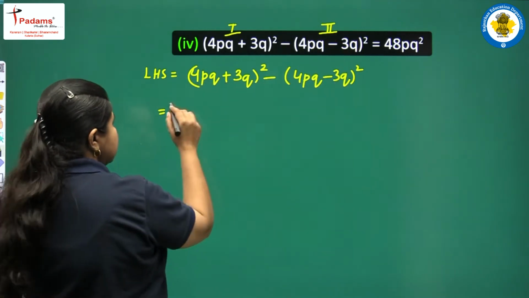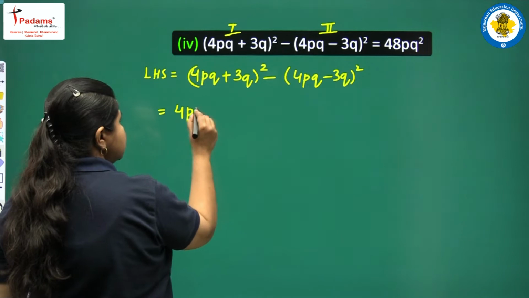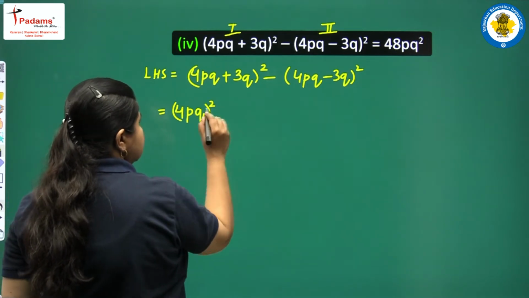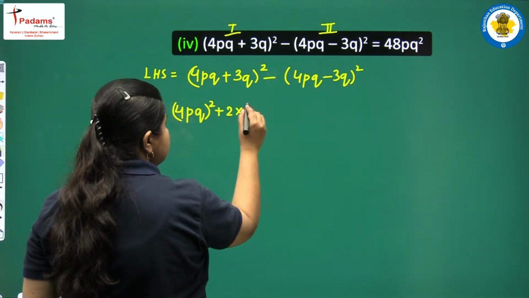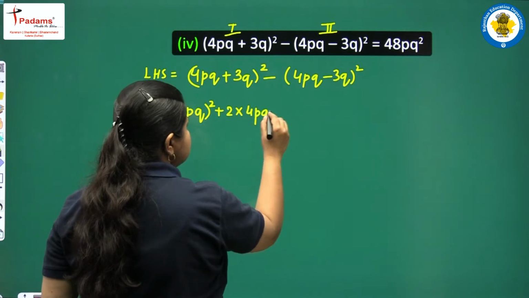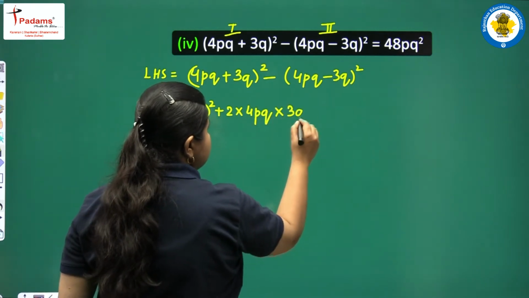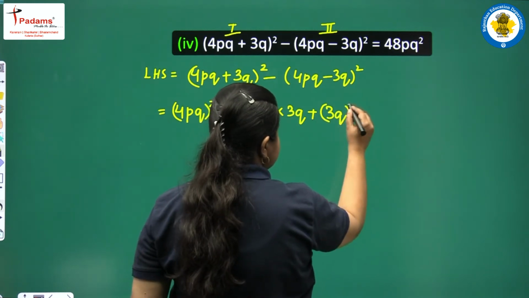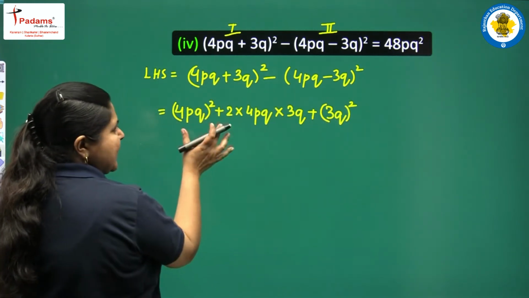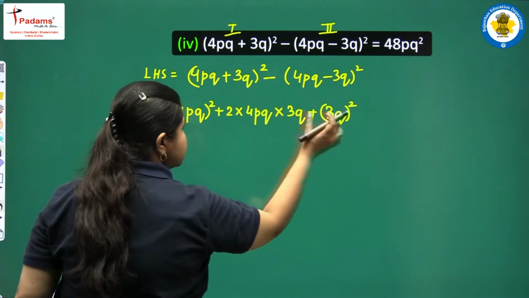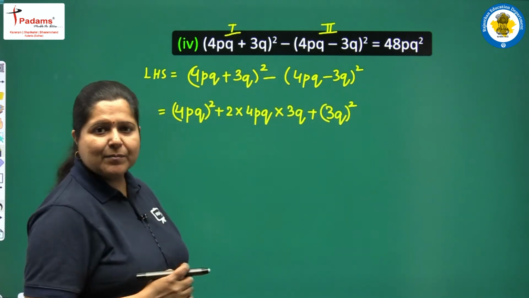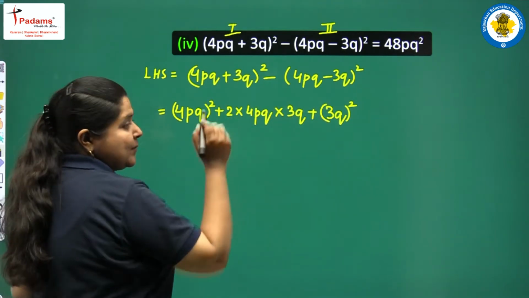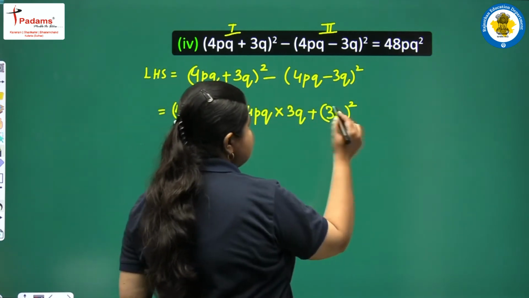Let us apply them. Here you will see first term square plus multiply both of them by 2, 2 into 4pq into 3q, then plus the second term square. ठीक है, ये पार्ट क्लियर है. कैसे एक्सपेंड किया? फर्स्ट टर्म स्क्वायर, सेकेंड टर्म स्क्वायर, और फिर दोनों को 2 से मल्टीप्लाई किया. यहाँ बीच में प्लस है तो यहाँ भी प्लस आएगा. यहाँ पर अब माइनस है.